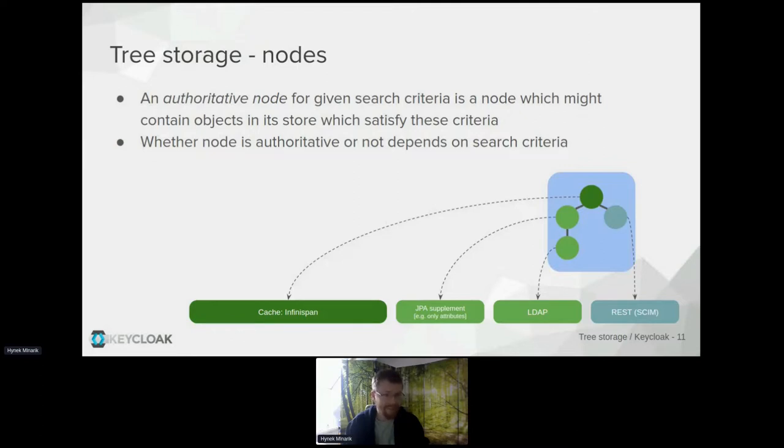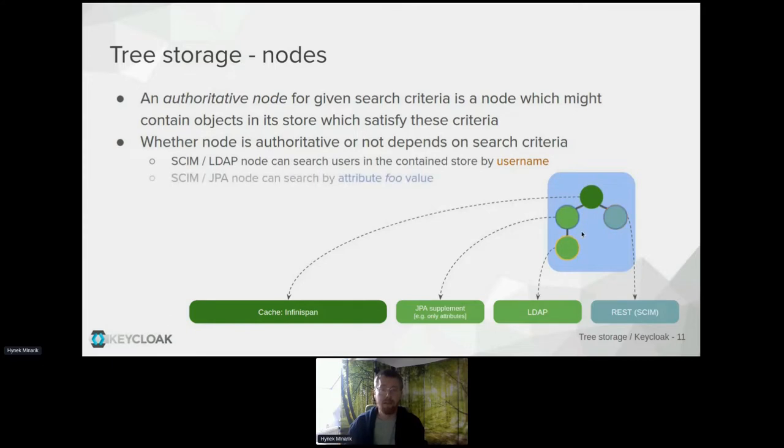So let me get to an example. For example, here, if we search by a username, then we would search LDAP and SCIM directly in this case. And if we search by some attribute, and now here we are assuming that SCIM contains the full description, including the attributes, then it would actually be these two nodes that would be authoritative. This authoritative node is an important concept to keep in mind.